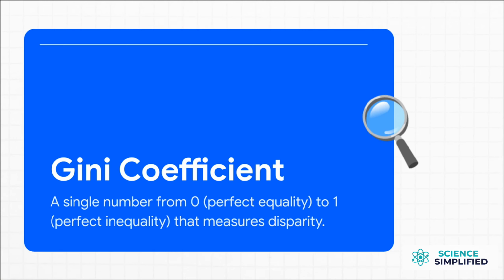It's all about something called the Gini coefficient. All you need to know is it's a simple score that goes from 0 to 1. A score of 0 means perfect equality. Everyone has the exact same amount of something. A score of 1 means perfect inequality. One person has absolutely everything, and nobody else has a thing.